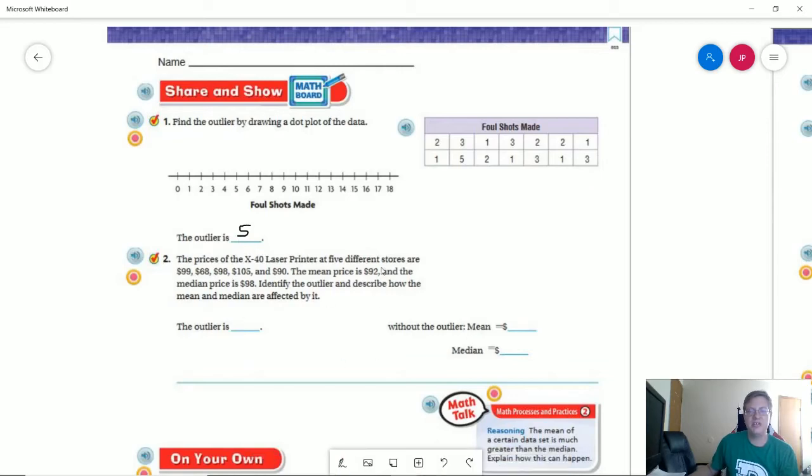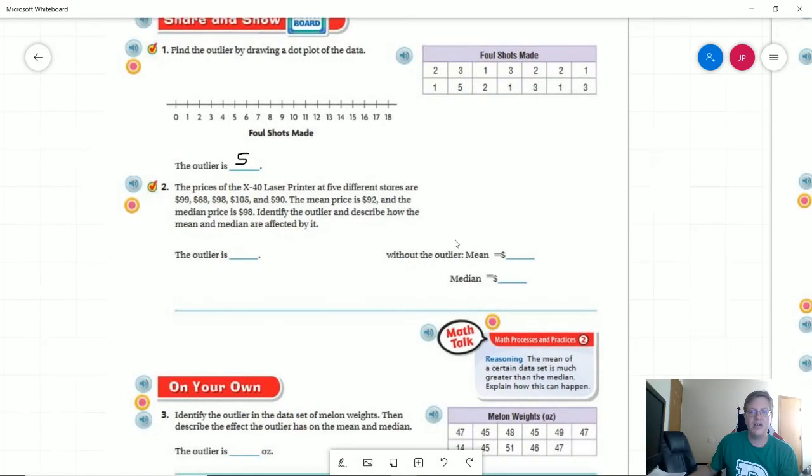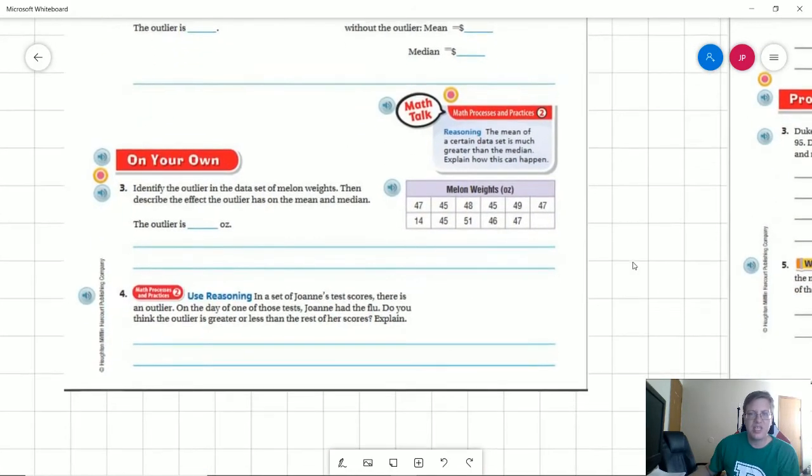And so our 5 would end up being the outlier for that. For number 2, they don't even ask you to draw a picture, so I'm just going to help you find the outlier real quick. Pause the video if you want to find that on your own. And so our outlier, if we are looking at the price ranges, this $68 is so much lower than everything else. We do have a little bit of a range here of about $15 from 90 up to 105, but 68 is so much farther below. And then I'll leave you to try that one on your own.